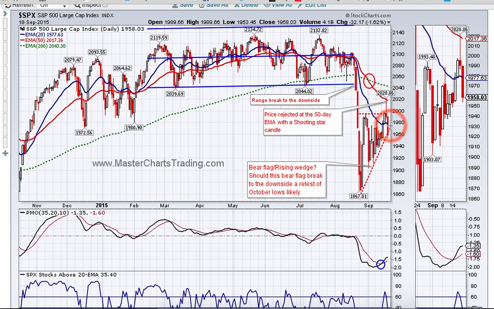So if this is indeed a breakdown here, we're going to be retesting this low from August, and most likely this low from October, which is actually a little bit lower. If we don't hold here, that's most likely a sure sign that we're going to continue making lower lows and lower highs, which is a characteristic of a bear market.